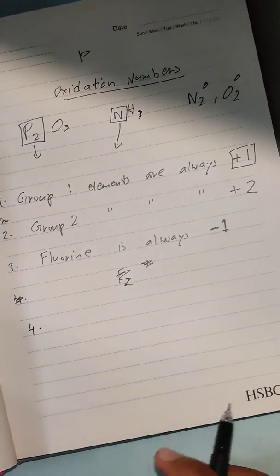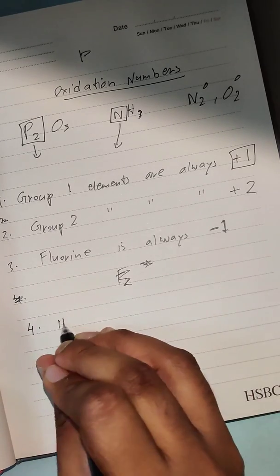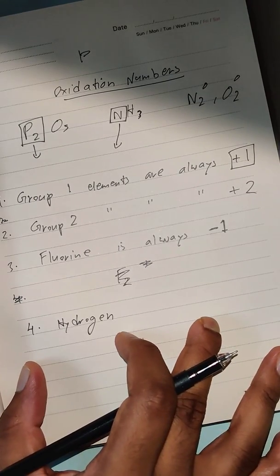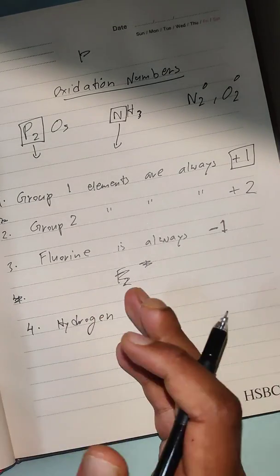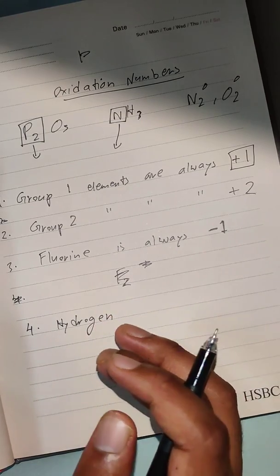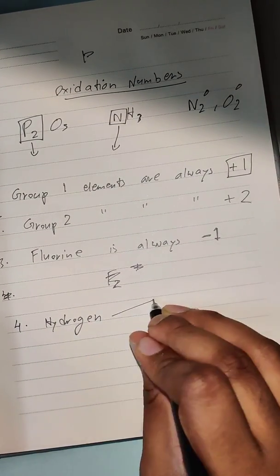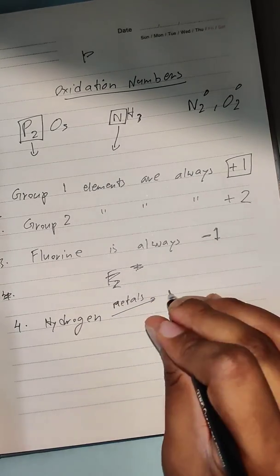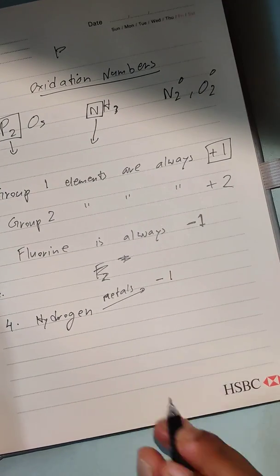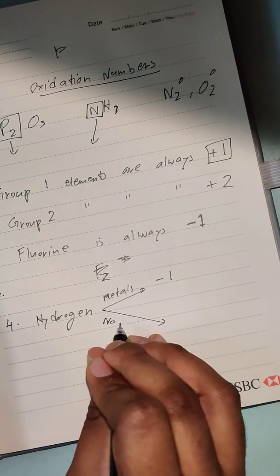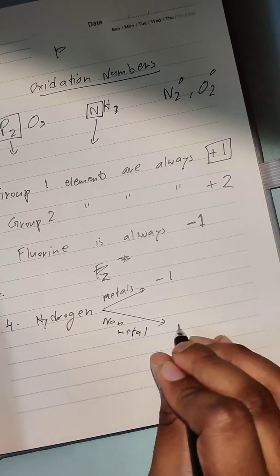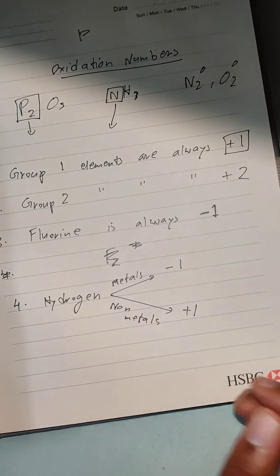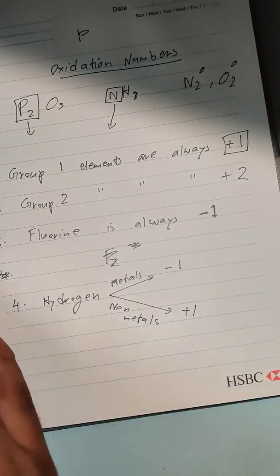So what's the next rule? Number 4 is hydrogen. Hydrogen is weird, right? Hydrogen's oxidation number or charge is different with metals and non-metals. When hydrogen is with metals, it's -1. But when it's with non-metals, it's +1. Hydrogen just behaves like that, so that's just something that we have to know.